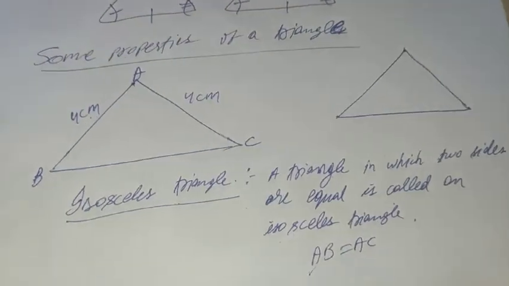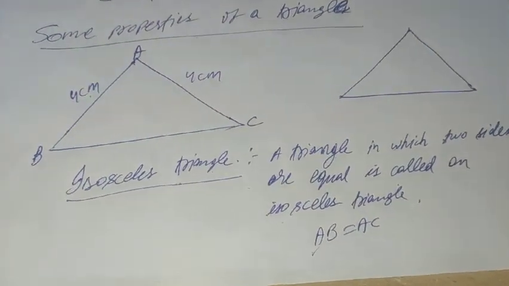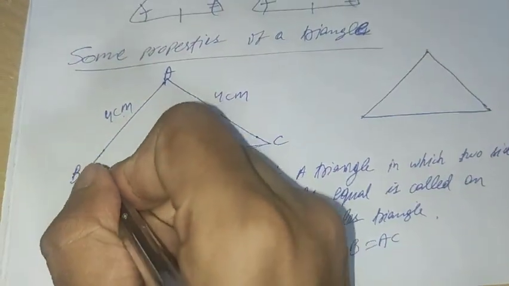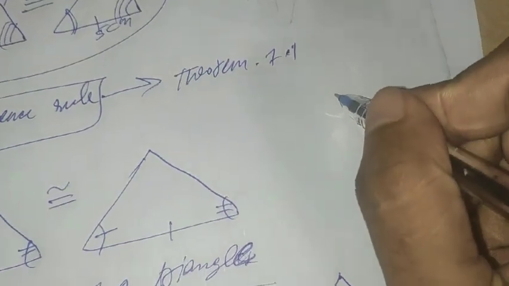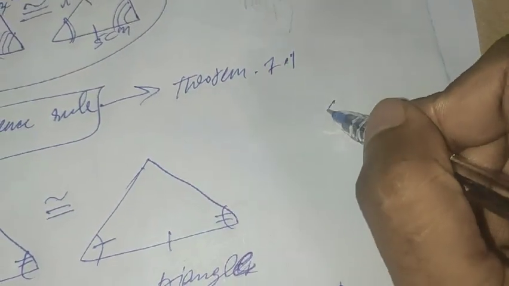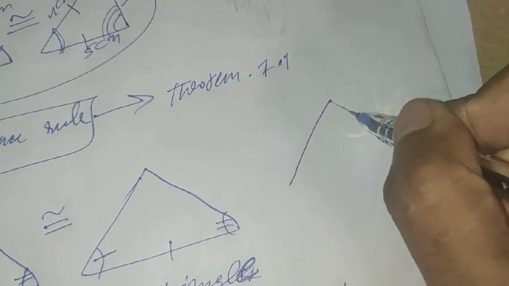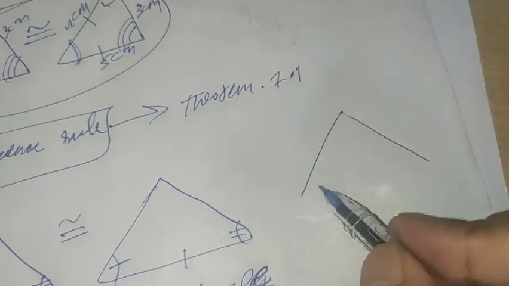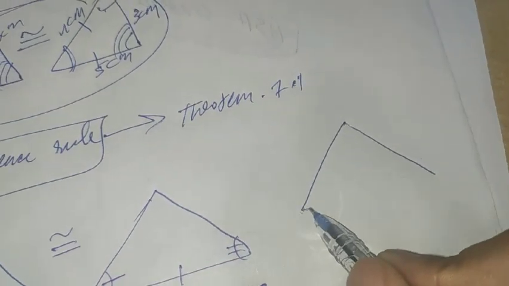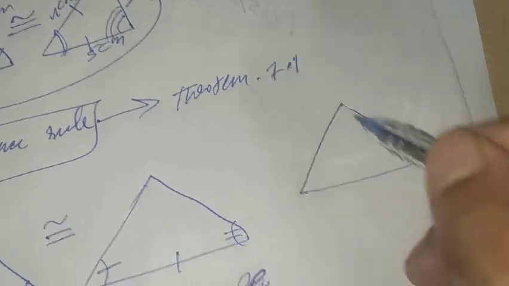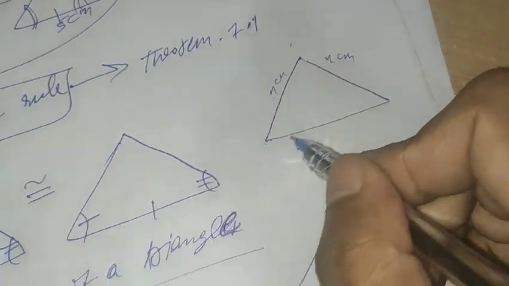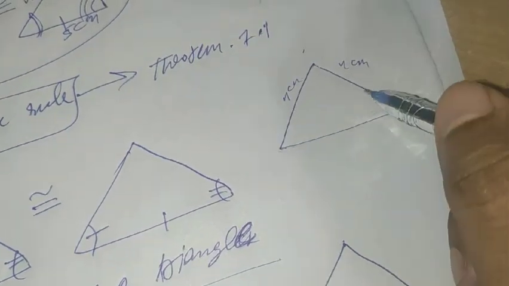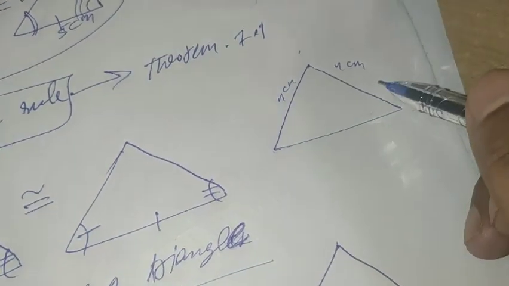Now there is an observation in this triangle. When you measure this triangle, just draw a triangle first. With the help of your scale, draw a triangle with sides 4 centimeter and 4 centimeter, and whatever the distance may be, you just join it. This is 4 centimeter, this is 4 centimeter, and this will be either equal to 4, or less than 4, or greater than 4.